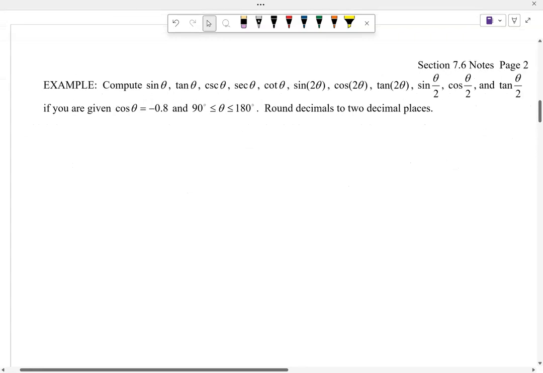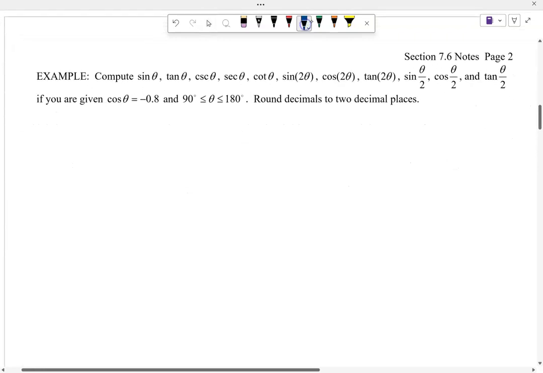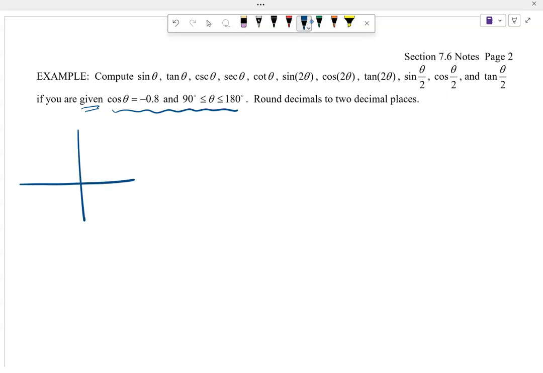We're given the cosine of theta is negative 0.8. So here's what we know. Notice our angle theta is less than or equal to 180, but greater than or equal to 90. So we're in quadrant 2. So I'm going to draw my theta into quadrant 2, greater than 90 but less than or equal to 180. And then I'm going to use theta prime to fill this out, my reference angle, theta prime.